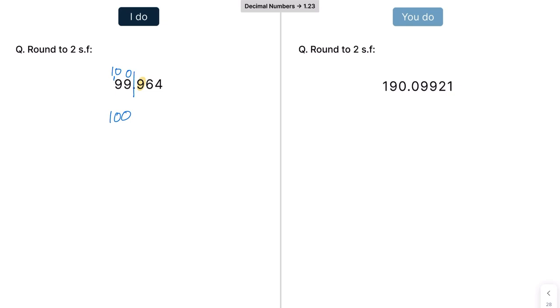Round this to two significant figures. Draw your line there. That's a 0, so I don't need to round up. So that's a 1, 9, and we leave that 0 there as it is. So that's 190.